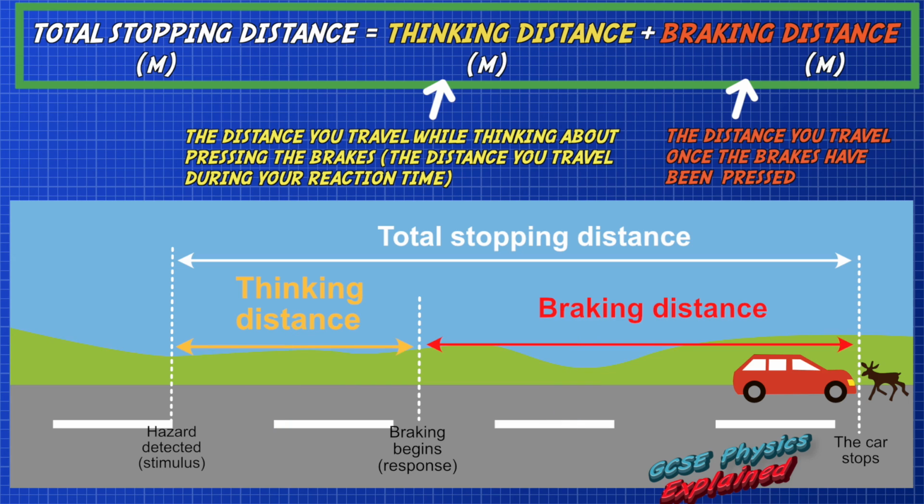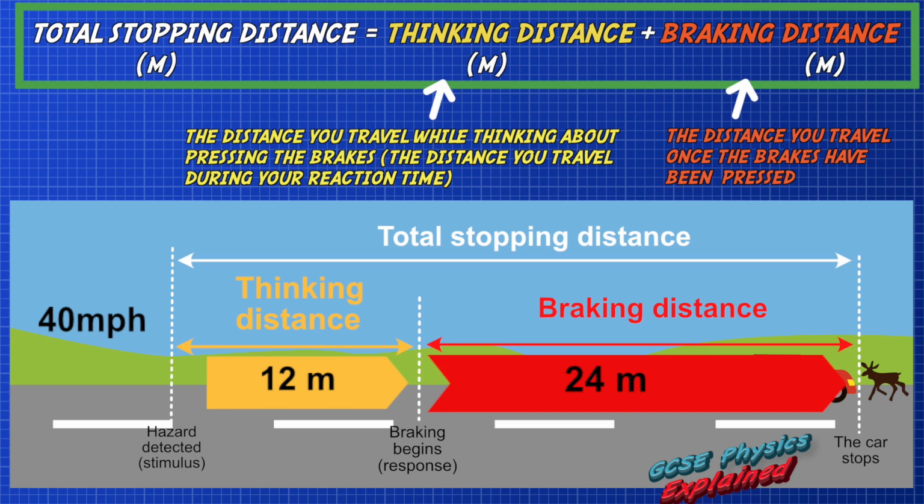Let me pop some values in so you can see a typical question. Just say the car is travelling at 40 miles per hour. The typical thinking distance will be 12 metres and the typical braking distance will be 24 metres. So the total stopping distance will be 36 metres.